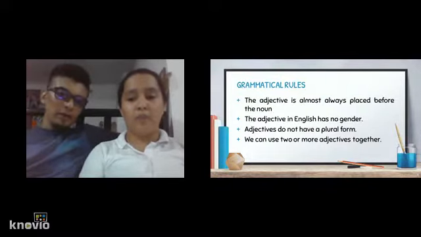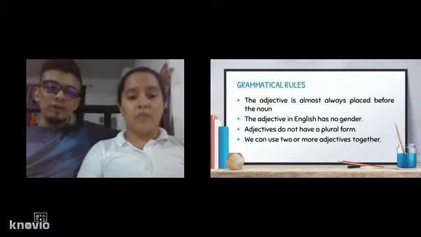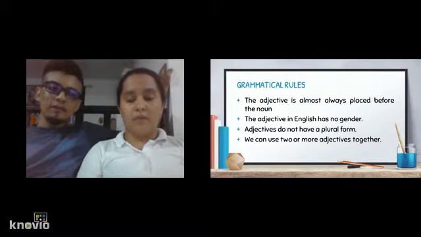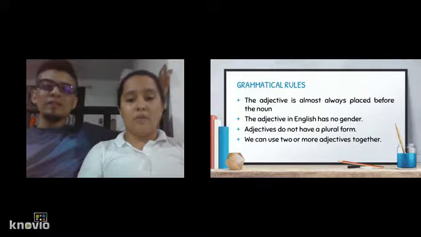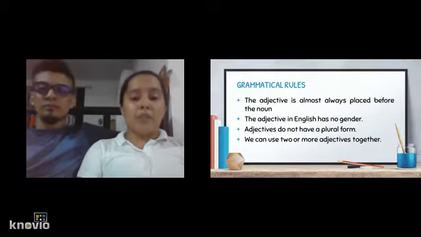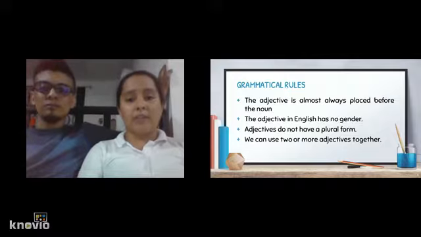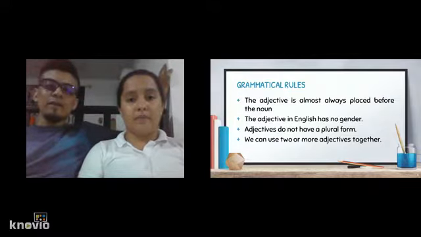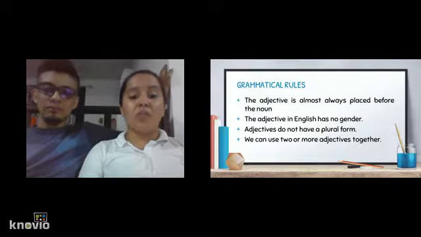And here we have the grammatical rules for the use of the adjective. The first one is that the adjective is almost always placed before the noun. The adjective in English has no gender. Adjectives do not have a plural form. And the last one, we can use two or more adjectives together.